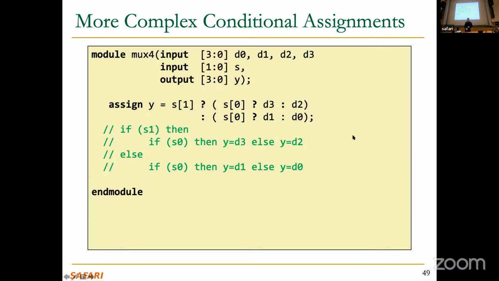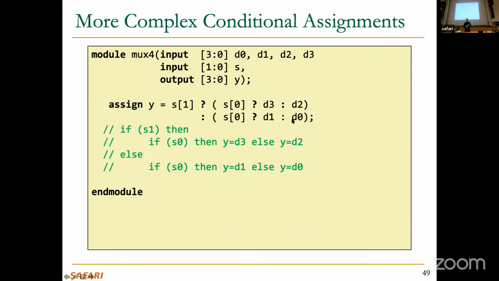Okay, let's do something more complex. So basically, now we have a hierarchy of, let's say, ternary assignments, which are essentially multiplexers or selectors, as we will see. You basically have four 4-bit data values as input, one 2-bit select value, and one 4-bit output value. And if S1 is 1, you basically select this one. So Y is assigned to this if S1 is 1, otherwise it's assigned to this. And this thing is assigned to D3 if S0 is 1, otherwise it's assigned to D2. And this other thing is assigned to D1 if S0 is 1, otherwise it's assigned to D0.